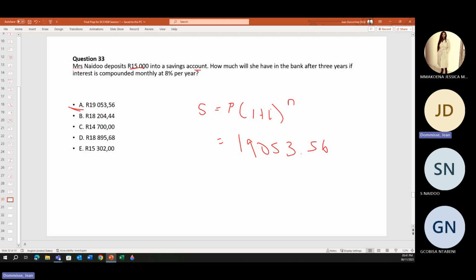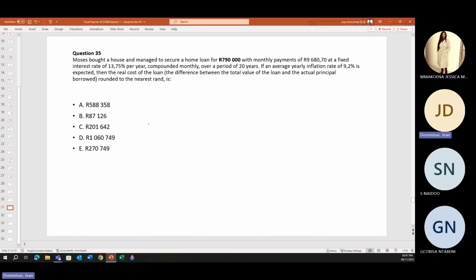Cool. So then the next question, let's see what the next question is. Now we go to the loans one again, I think a repeat of something that we did yesterday and the previous day. They tell us the loan amount, the monthly installment, and what inflation is, and then we need to work out the real cost.